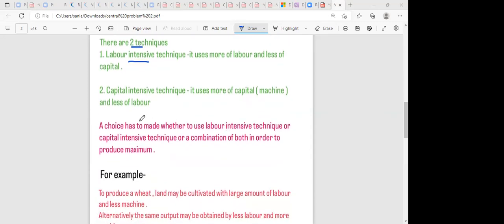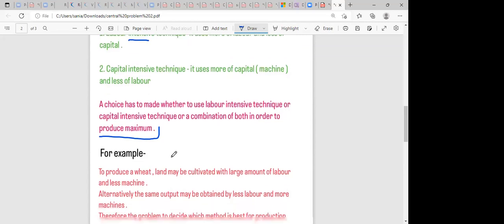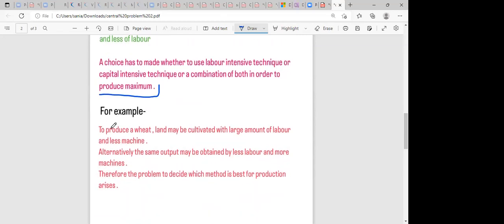Now, what you have to do is make a choice whether to use the labor intensive technique, the capital intensive technique, or a combination of both. Your main goal is to produce the maximum. Clear? Now, for example, to produce wheat, land may be cultivated with a large amount of labor and less machinery, right?